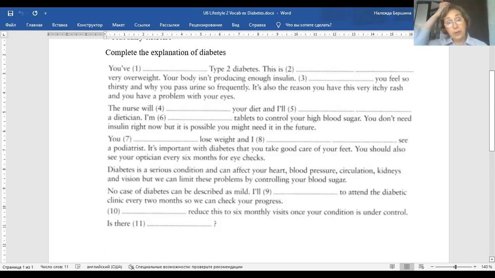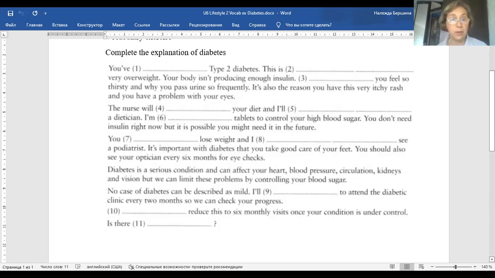Who's going to see a podiatrist? A doctor or the patient? The patient, of course. And does the doctor want the patient to see a podiatrist? Yes. I want you to see a podiatrist because it's important with diabetes that you take good care of your feet.